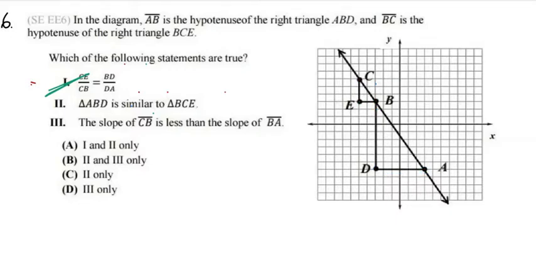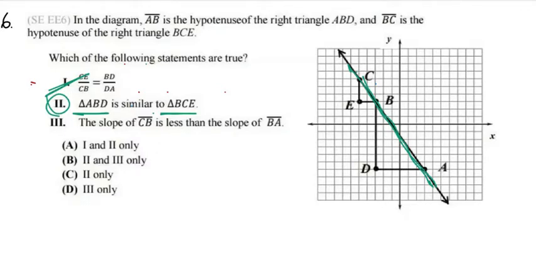Now look at the next statement. Triangle ABD is similar to BCE. Now if we look, because this long side is shared by both long sides of my triangles, then they would be similar. Basically, one of those triangles dilated onto the other. So 2 is an option.